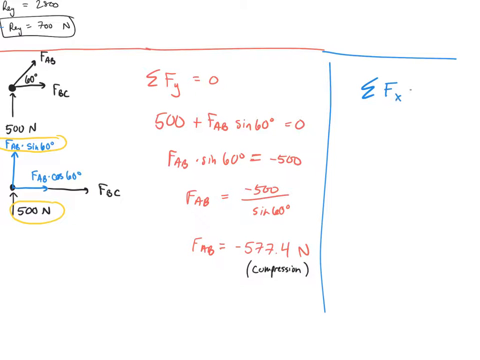X. Thank you. So we need to sum the forces in the X and recognize that FBC and FAB are both acting in the X direction. So as a result, we need to figure out what that'll become. Try it on your own. Sum of the forces in the X. See what you get for FBC.